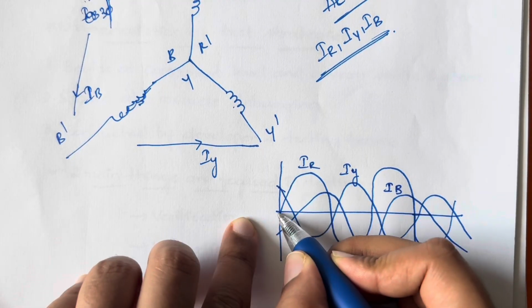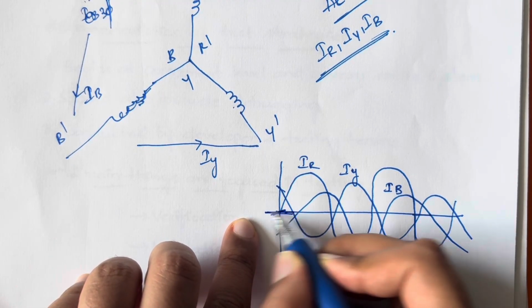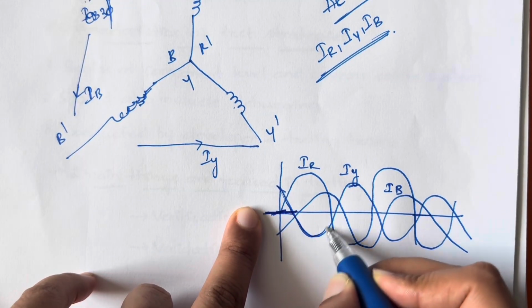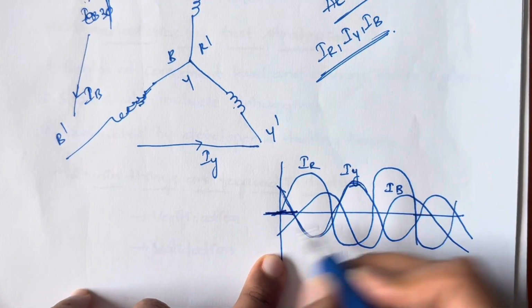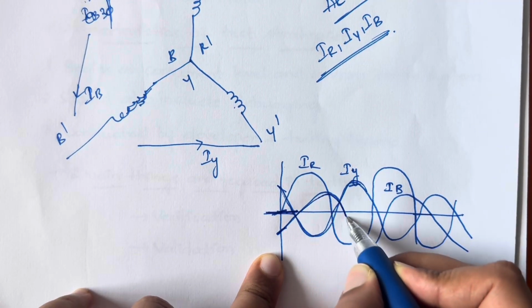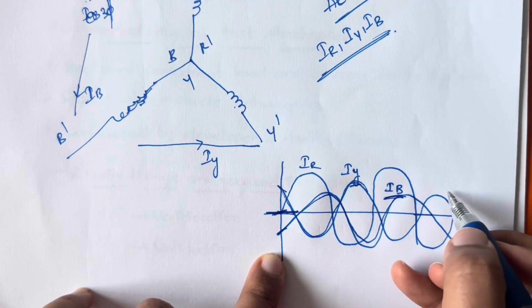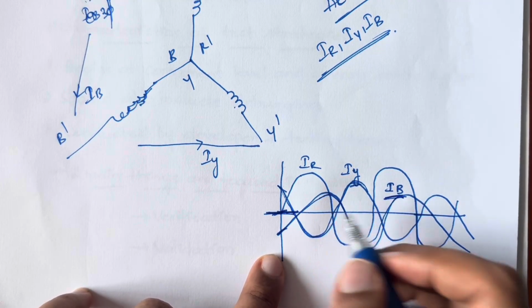See, IR starts from here, and then you are starting IY here. This one is IY, right? And you're starting IB here. This one is IB. So you have three currents, and when you represent them in a waveform, you will be seeing this, right?